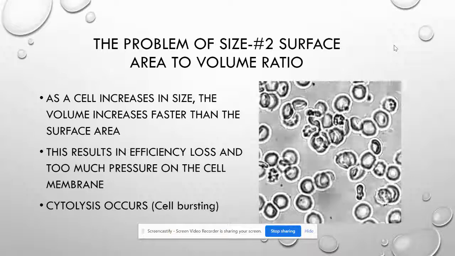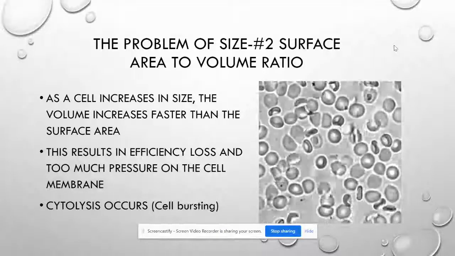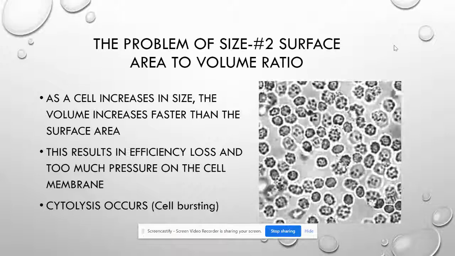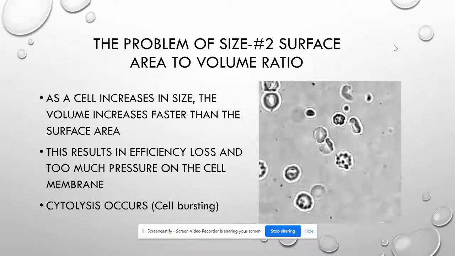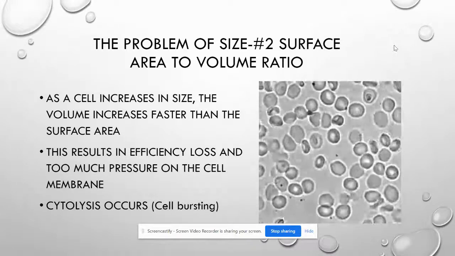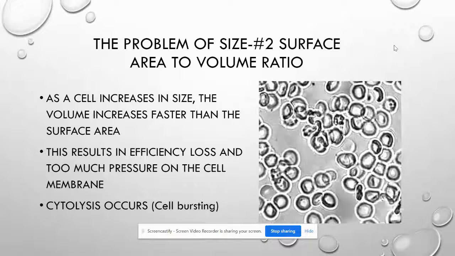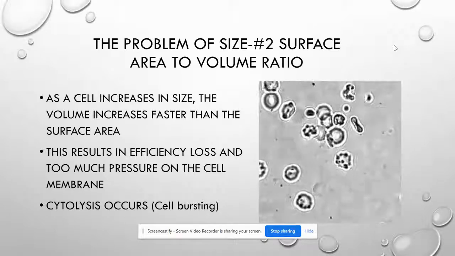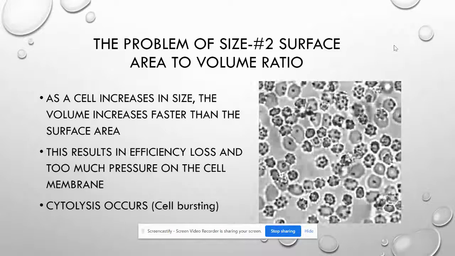And again, we won't have enough membrane to get stuff in and out. And once things are in the cell, it'll be really hard to find where they're supposed to go because the inside, or the volume, has increased so much. So this puts pressure on the cell and will result in the cell bursting, which is called cytolysis.